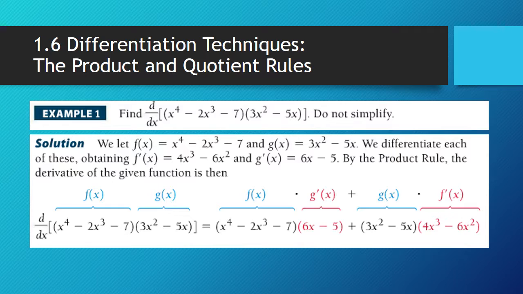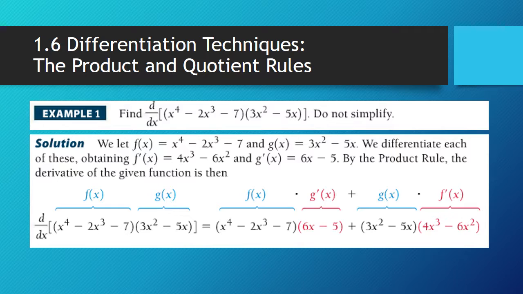Okay, so f of x is x to the fourth minus 2x to the third minus 7. We'll let g of x, our second function, be 3x squared minus 5x. We'll find the derivative of each. So the derivative of f is 4x to the third minus 6x squared, and the derivative of g is 6x minus 5.